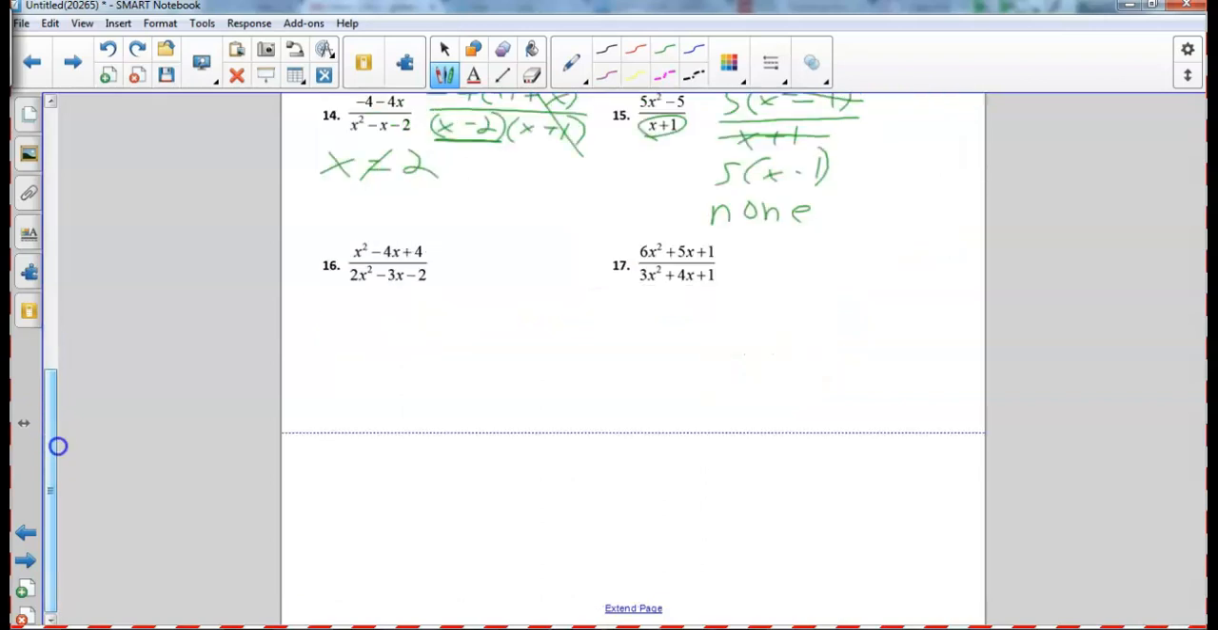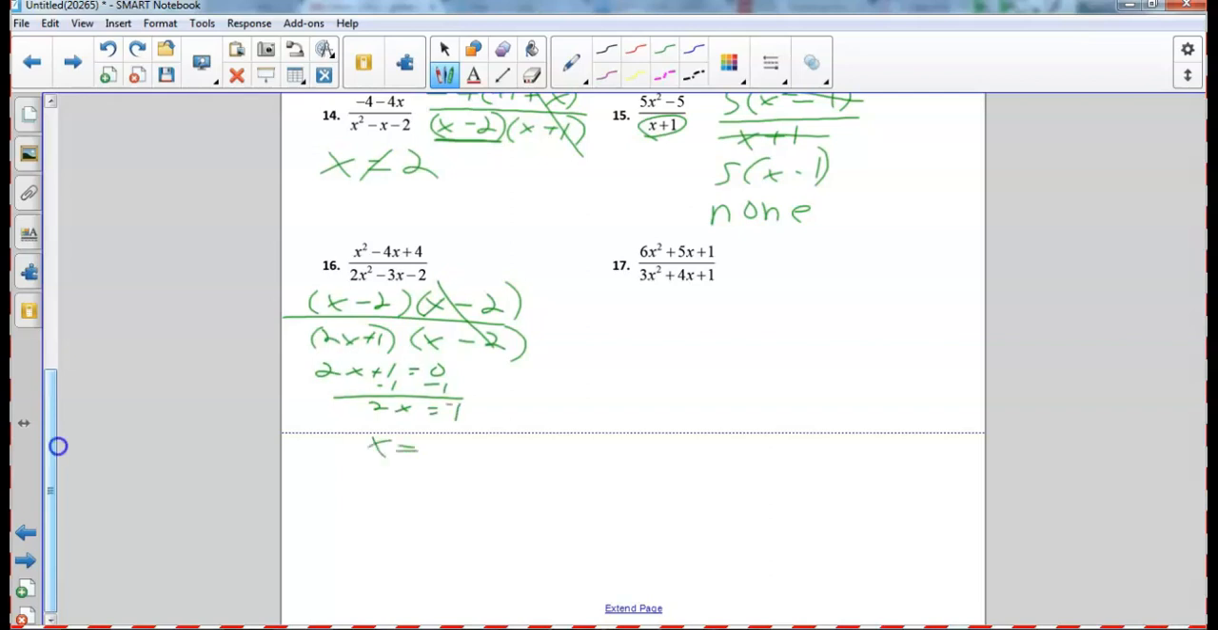Okay, number 16, I'm going to factor the top, factor the bottom, and I'm going to get x minus 2, x minus 2 on the top. And at the bottom, I will get 2x plus 1, no luck there, and x minus 2. Cancels. So I set 2x plus 1 equal to 0, minus 1, divide by 2. X cannot be negative 1/2.